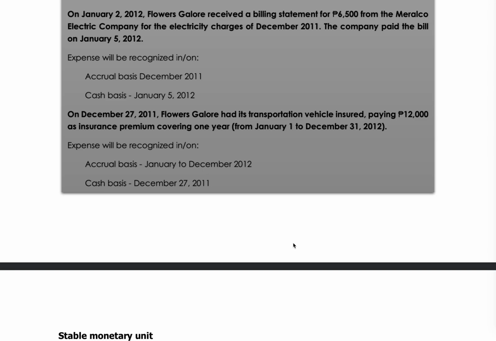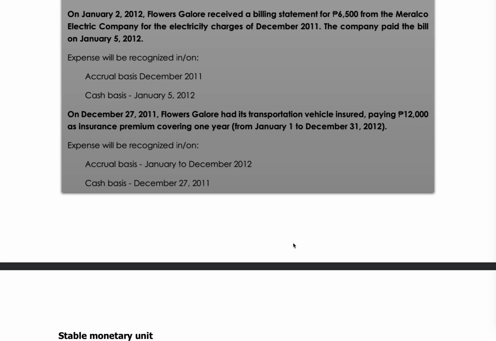But don't ever forget. So, on December 27, 2011 naman, Flowers Galore had its transportation vehicle insured, paying 12,000 pesos as insurance premium covering 1 year. Covering 1 year daw. Pero, kailan nagbayad? Nagbayad in advance. On December 27, 2011. Accrual basis of accounting, magre-recognize ka ba? Kailan ka magre-recognize na expense? Pag accrual basis, on the incurrence of the expense. Kailan mo na-incur? Di mag-recognize ka monthly kasi nagbayad ka in advance for 1 year. So, accrual basis, you will recognize it on January to December 2012.